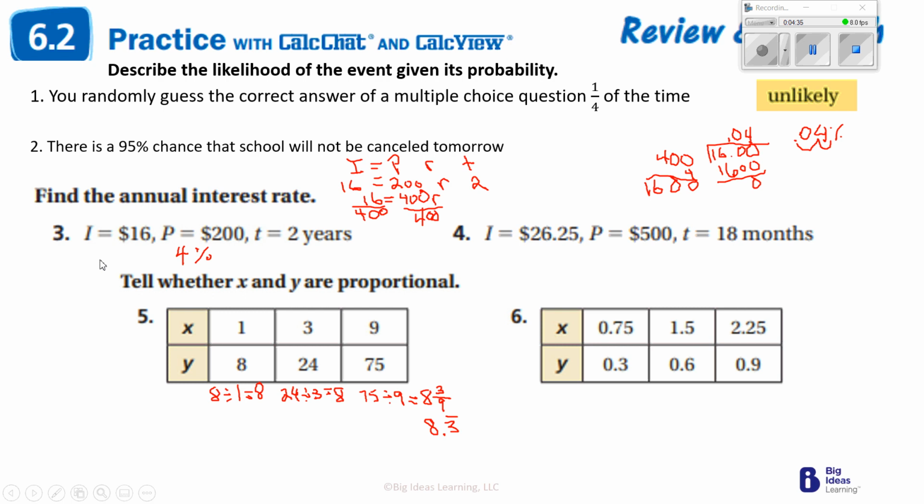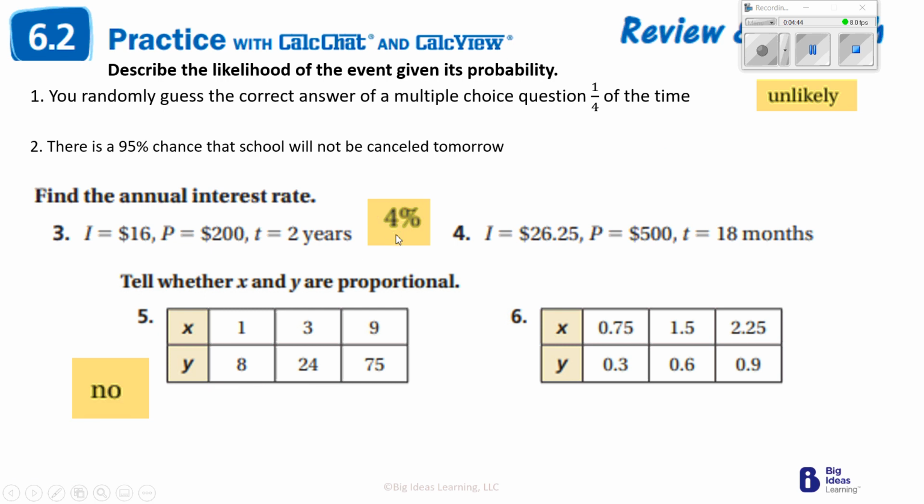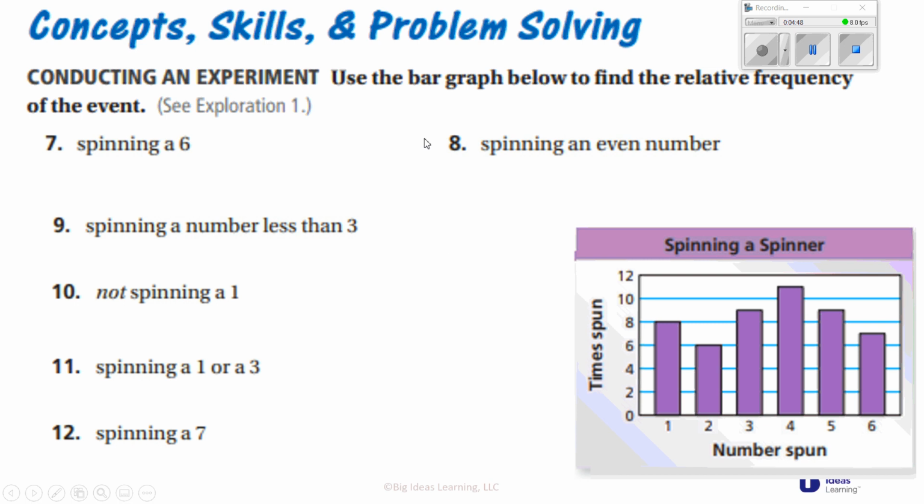So the answer to 3 was 4%. The answer to 5 was no. And just so we can see this clearly, I'm going to erase all that work that I did. Let's go on to number 7 now. Number 7 says, use the bar graph below to find the relative frequency of the event. So when I use this bar graph, they're saying spinning of 6.